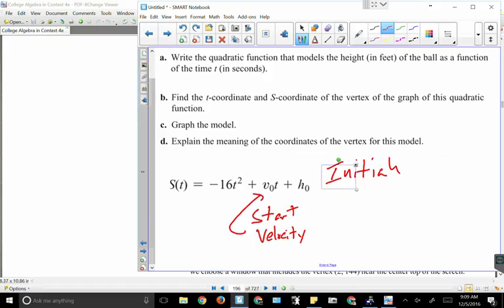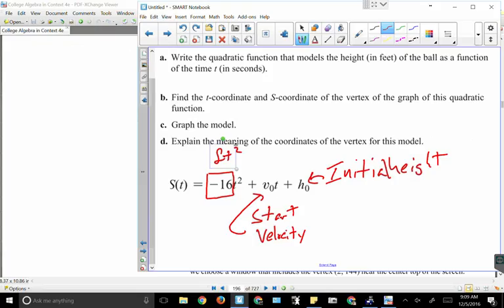Initial height is right here. Now, this negative 16, that is going to be if you are dealing with things in feet per second. Okay, that's the force of gravity when we're dealing with things in feet per second. If you are dealing with things in meters per second, that would be a different number. And you notice it's negative because which way is gravity moving? Down.